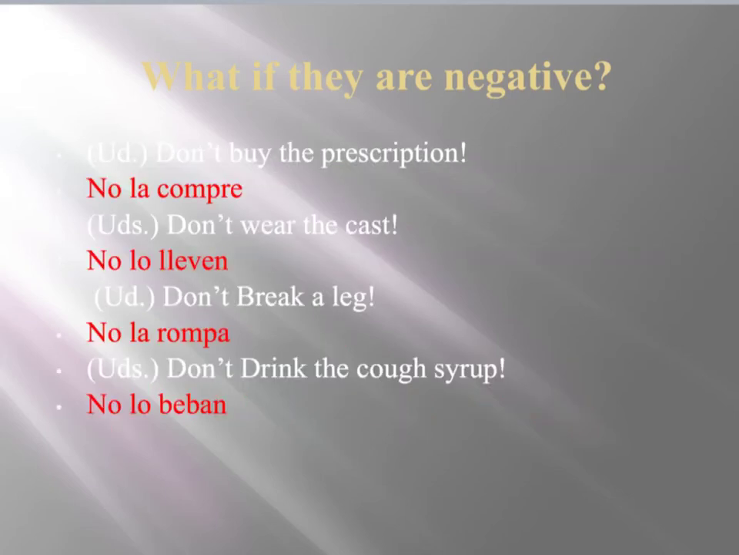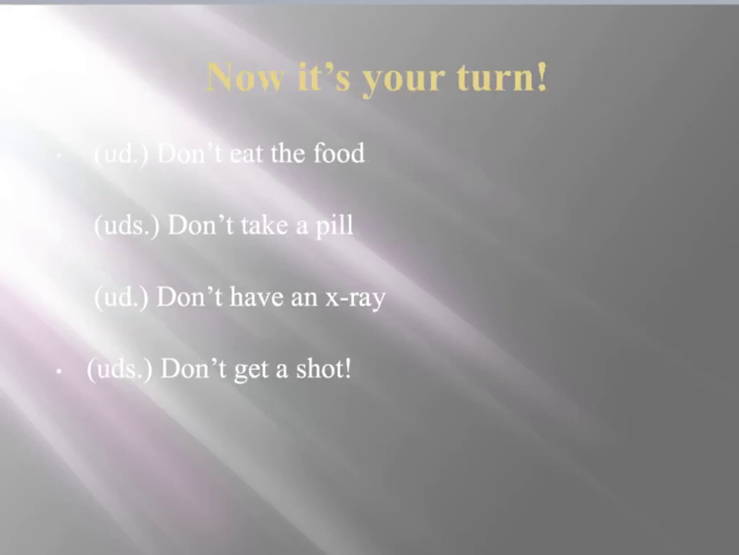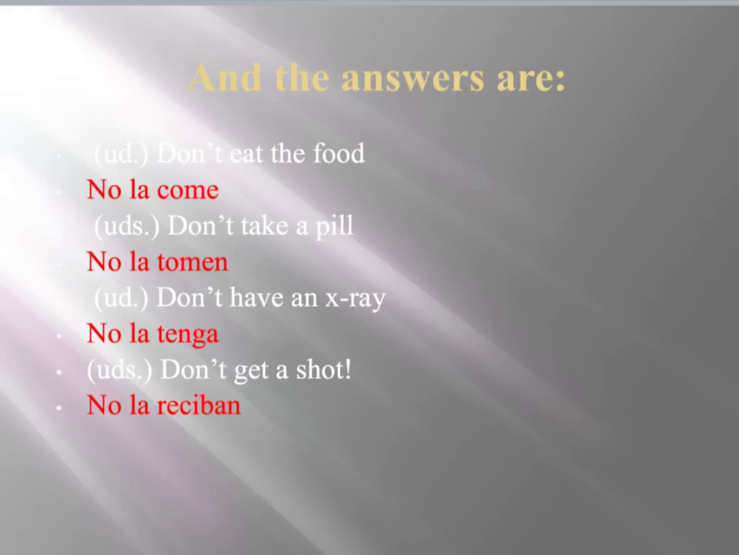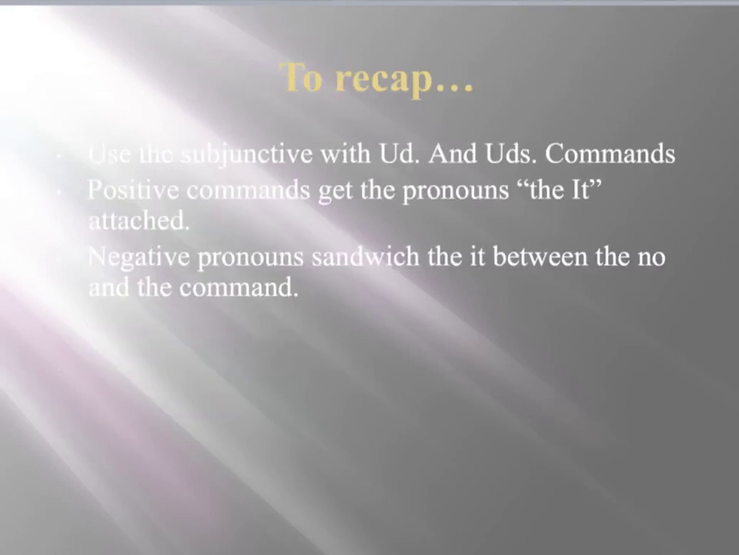So here are some examples. No la compré, no lo llevan, no la rompa, and no lo beban. Notice that my DOPs come in the middle in all of them. Now it's your turn. Make sure that you pay attention to whether it's usted or ustedes. Here are your answers. Notice that we have our DOP coming in between, sandwiched between the no and the verb.